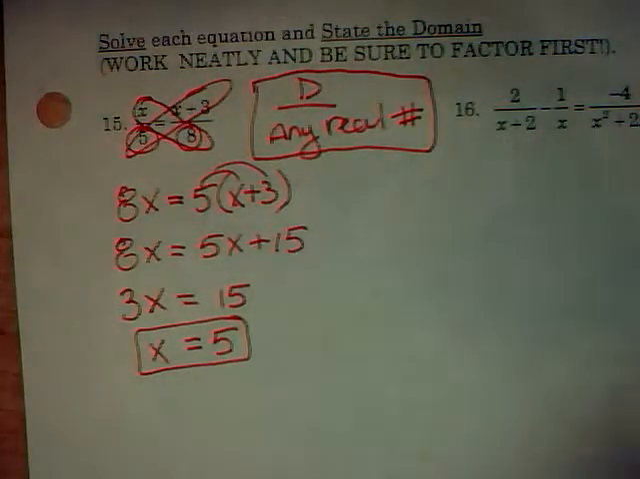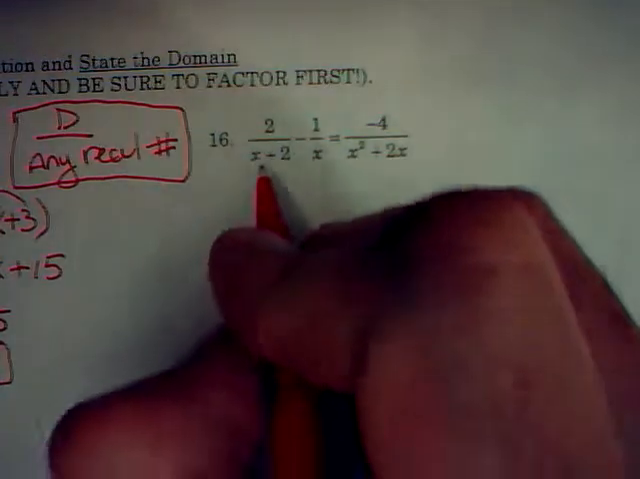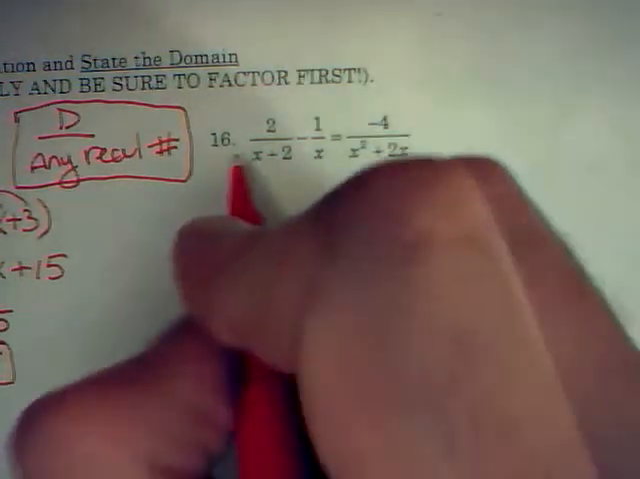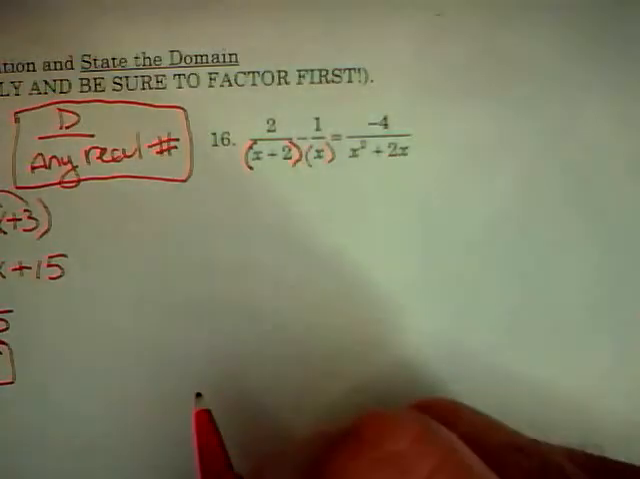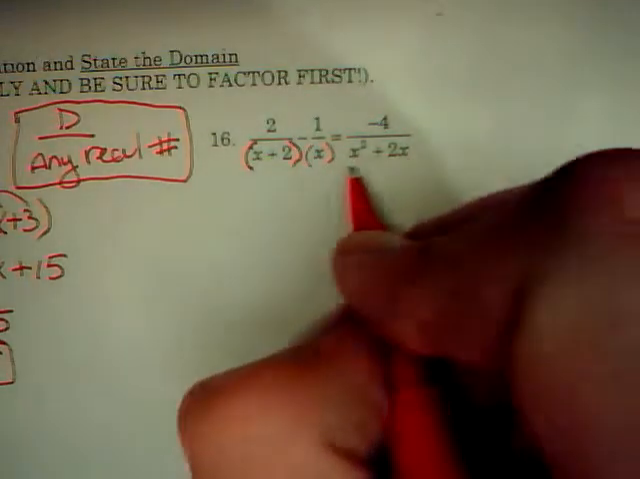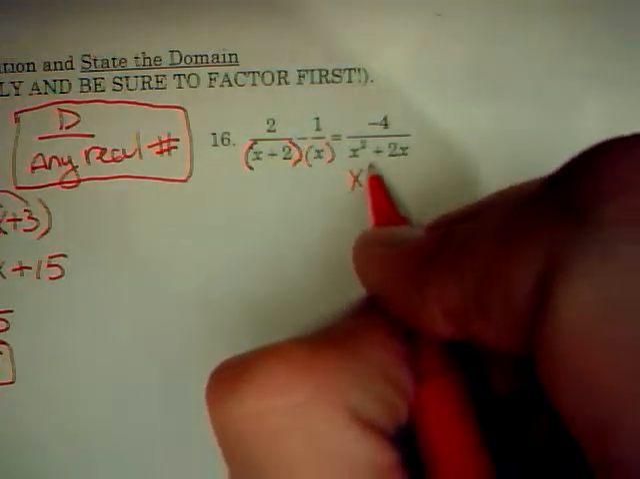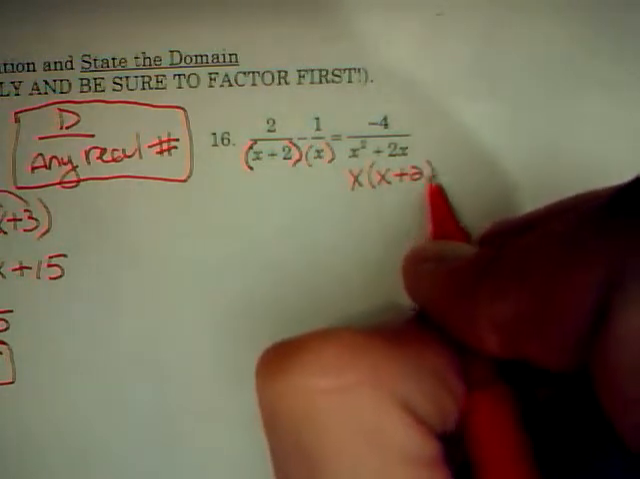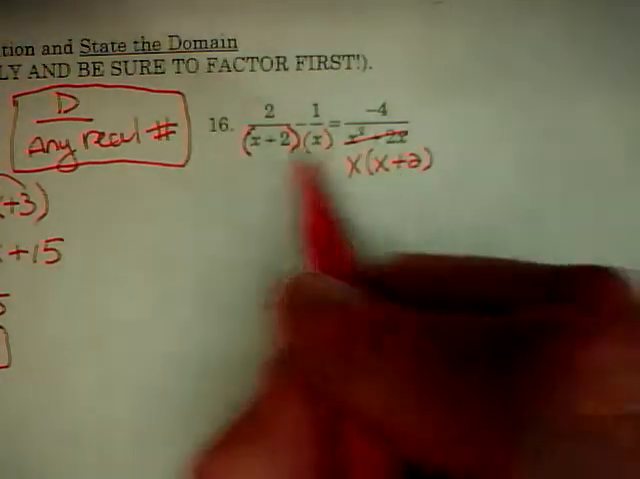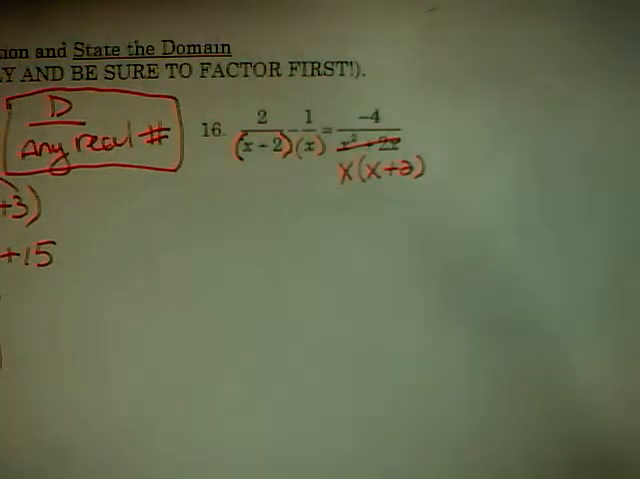Okay. On number 16, on this problem, we cannot cross multiply, as stated just a moment ago. So first thing we want to do is make sure we factor our denominators first. X plus 2 can't be factored. X can't be factored. And here there is a greatest common factor of x, which gets you x plus 2 after you take the x out, which coincidentally are the same as the first two factors.